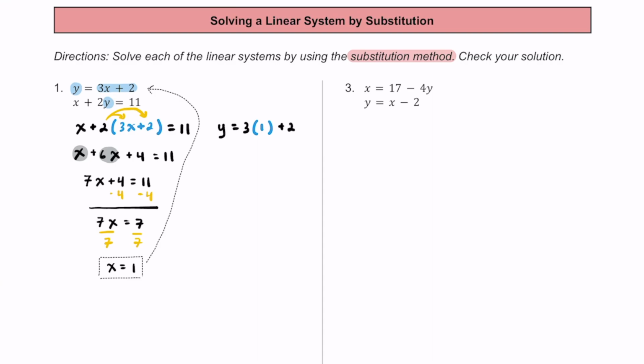Now what is 3 times 1? 3 times 1 is 3, so we're going to have y is equal to 3 plus 2, and 3 plus 2 is equal to 5, so y would equal 5 when x is equal to 1. So this right here would be our solution for our x-coordinate and our y-coordinate. Now that we know that x is 1 and y is 5, our solution is going to be the point 1, 5.